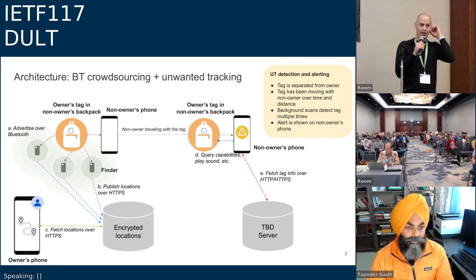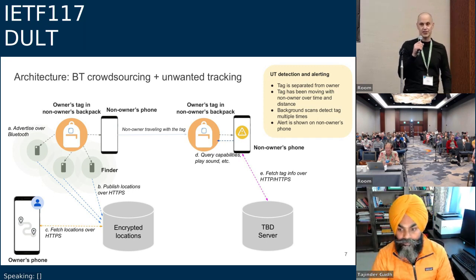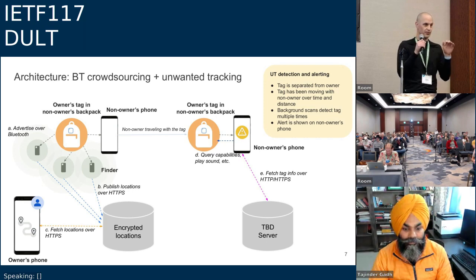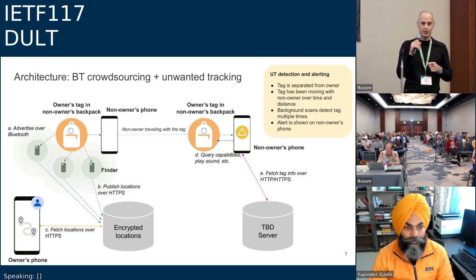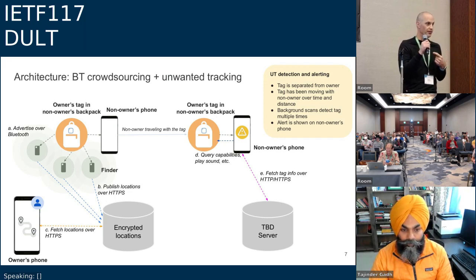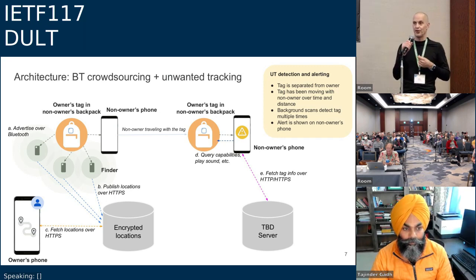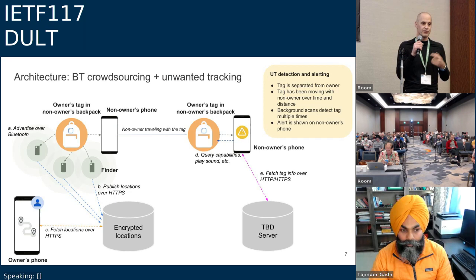Great. So this is an overall system architecture that brings together those two concepts of BT crowdsourcing and unwanted tracking detection that Tejinder just spoke about. We're going to refer back to this when we have a discussion about the scope of the proposed working group. I think this highlights a number of the interfaces and protocols that are relevant and should be in scope within the charter, and some that should not be. So I just want to name those particular interfaces and protocols right now, because we're going to revisit them later.